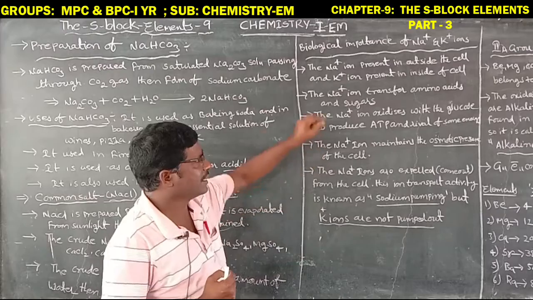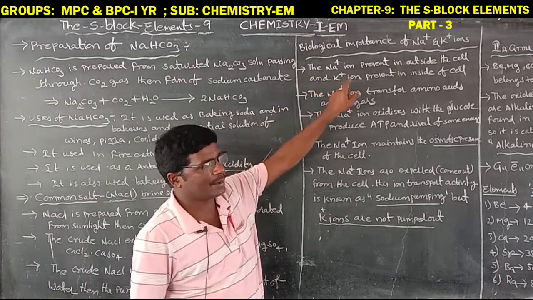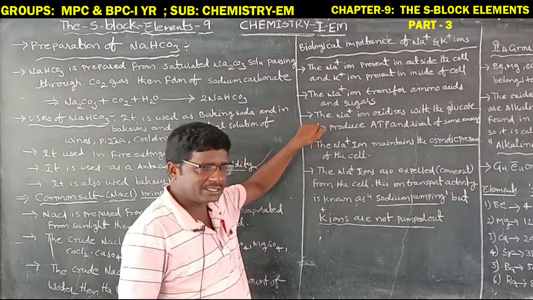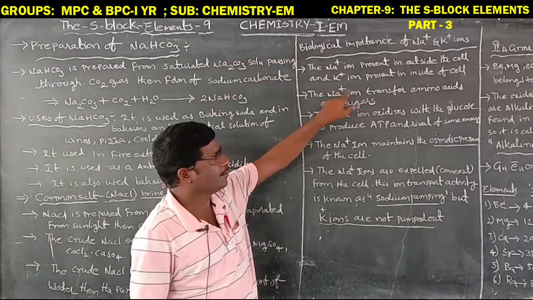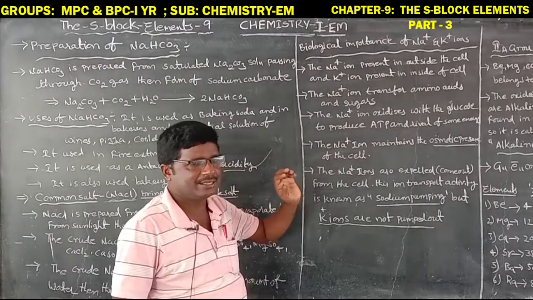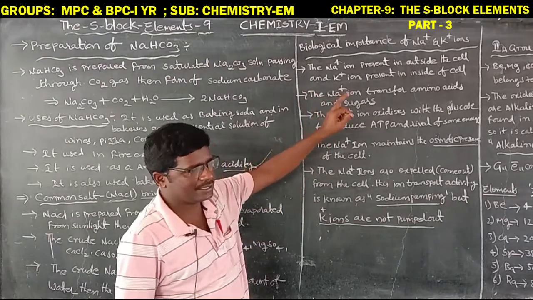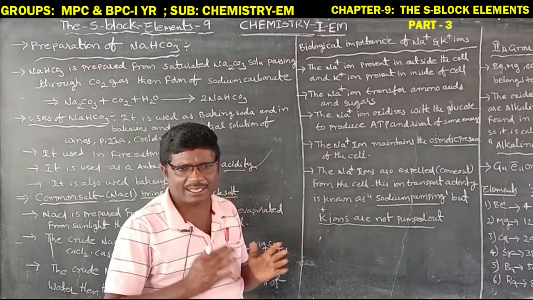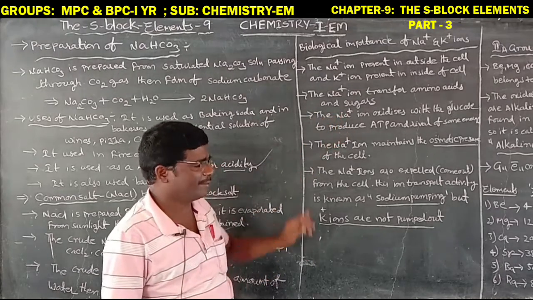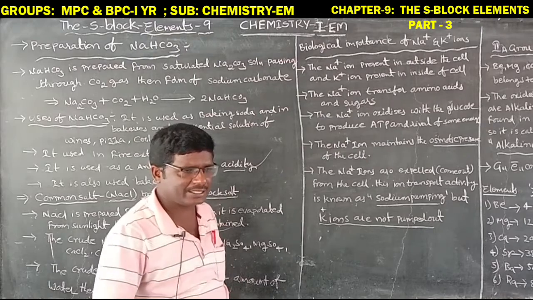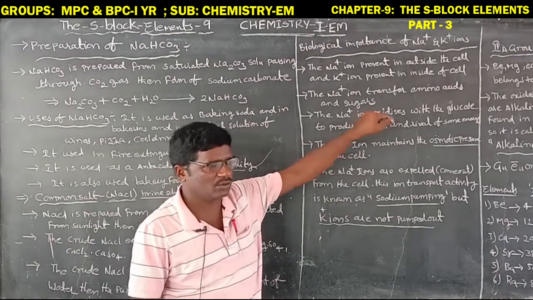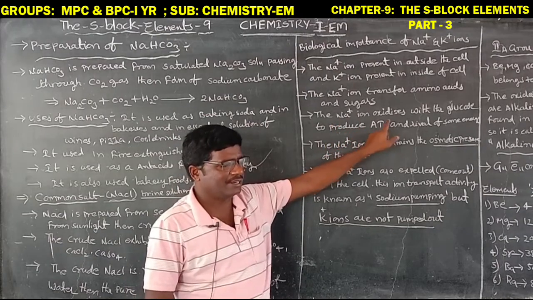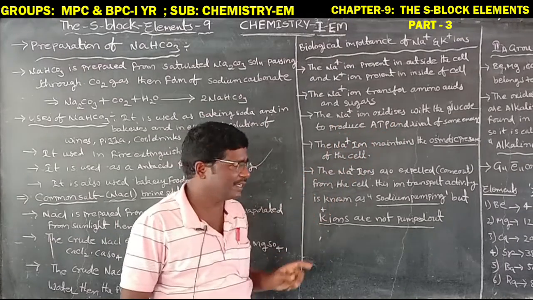Once again, the Na+ ion is present outside of the cell. Next one, the K+ ion, potassium ion, is present inside of the cell. Next another one, the Na+ ion assists the transfer of amino acids and sugars. Another one, the Na+ ion oxidizes with glucose to produce adenosine triphosphate and release some amount of energy.